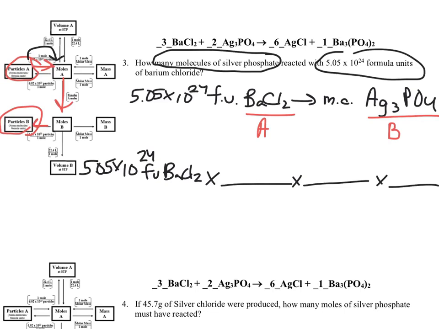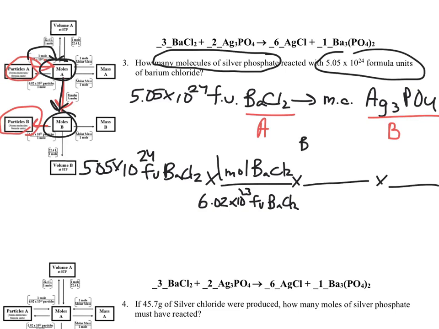To do that, it's simple. I am going to divide by Avogadro's number, so 6.02 times 10 to the 23rd formula units of barium chloride. And up on top is going to be for every 1 mole of barium chloride. Great. Now that I'm in moles of A, I want to get to moles of B.